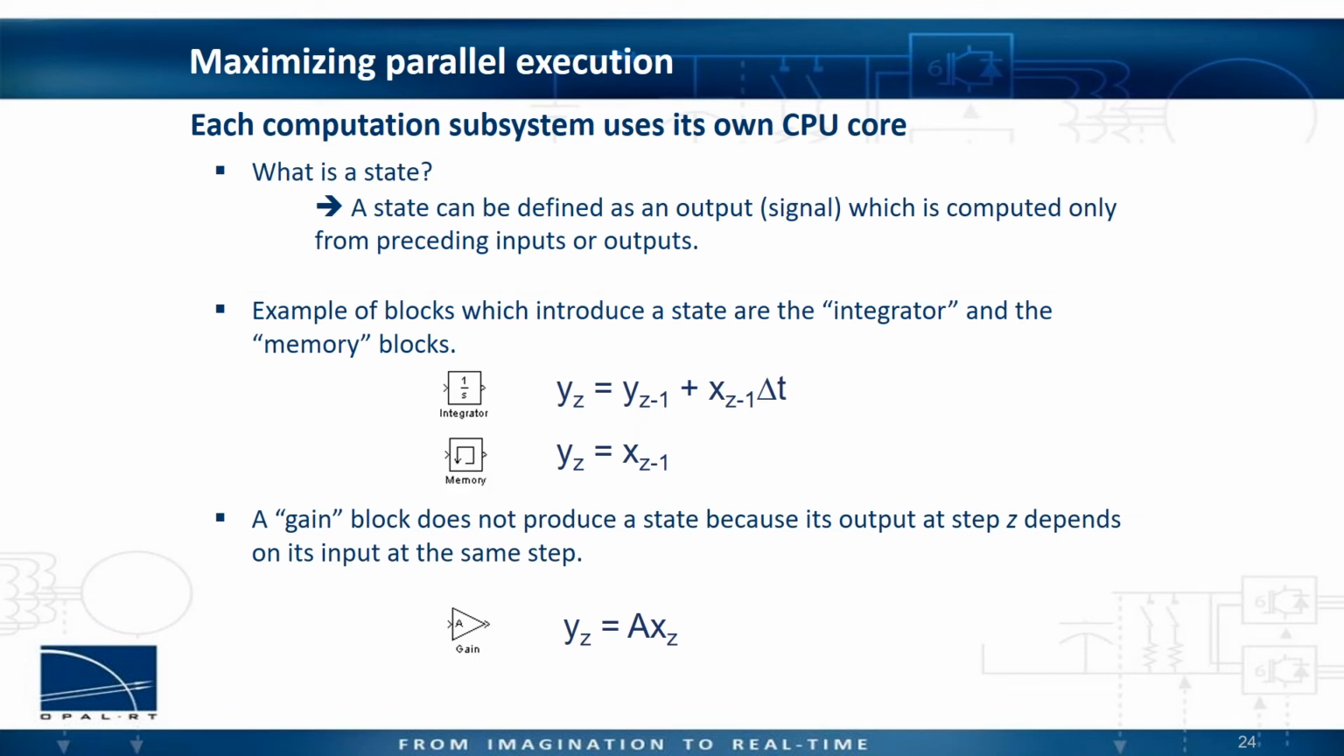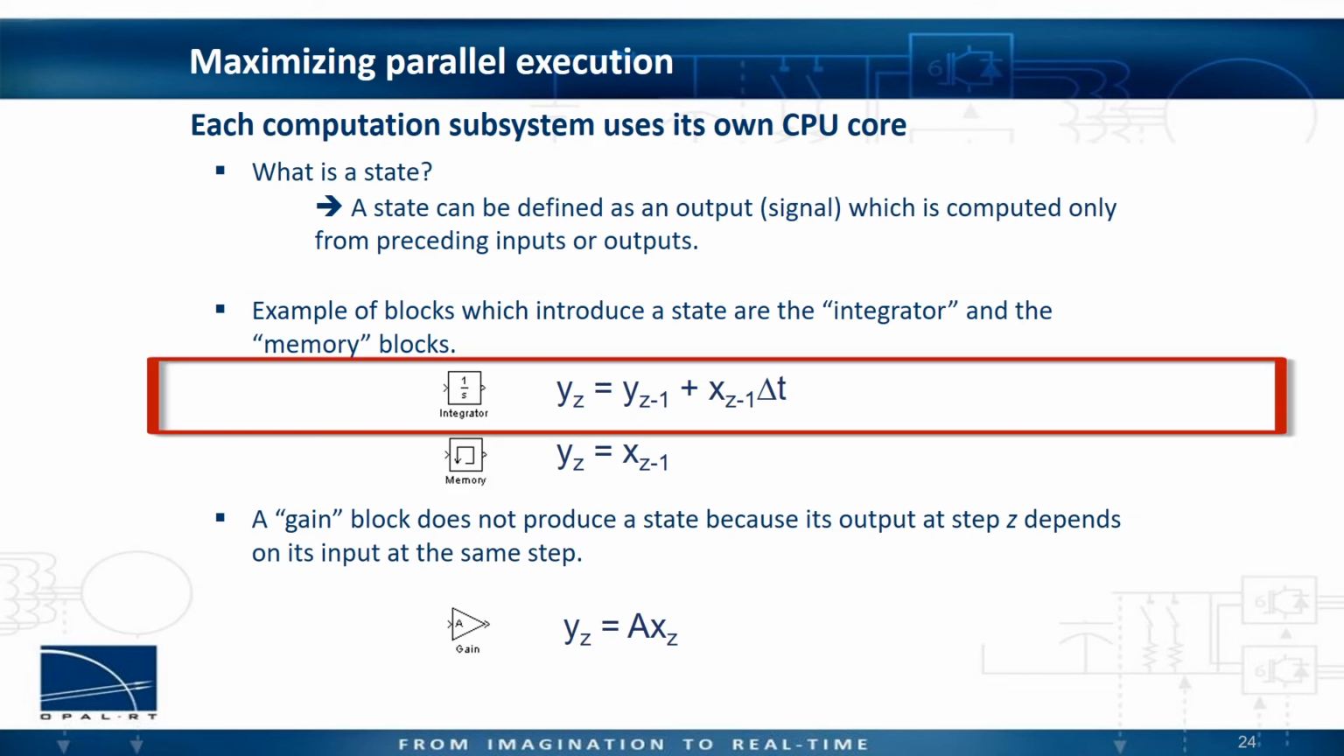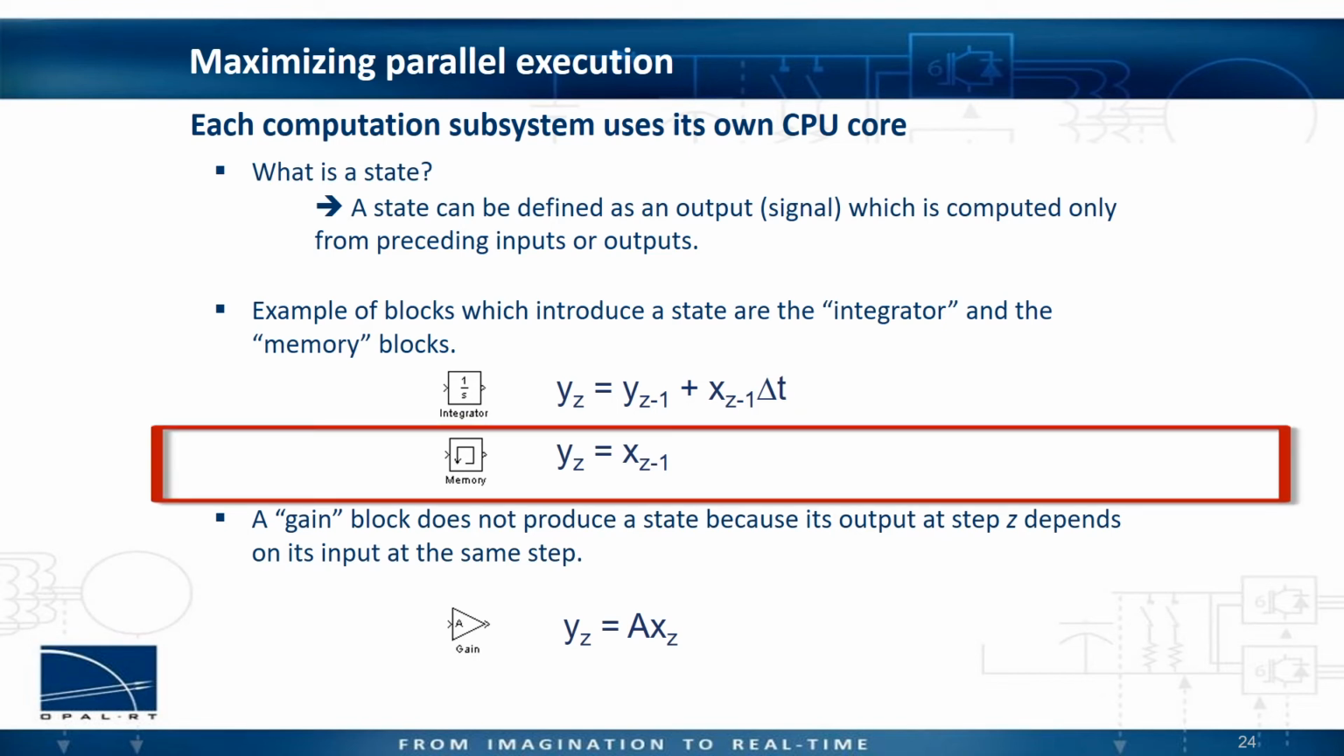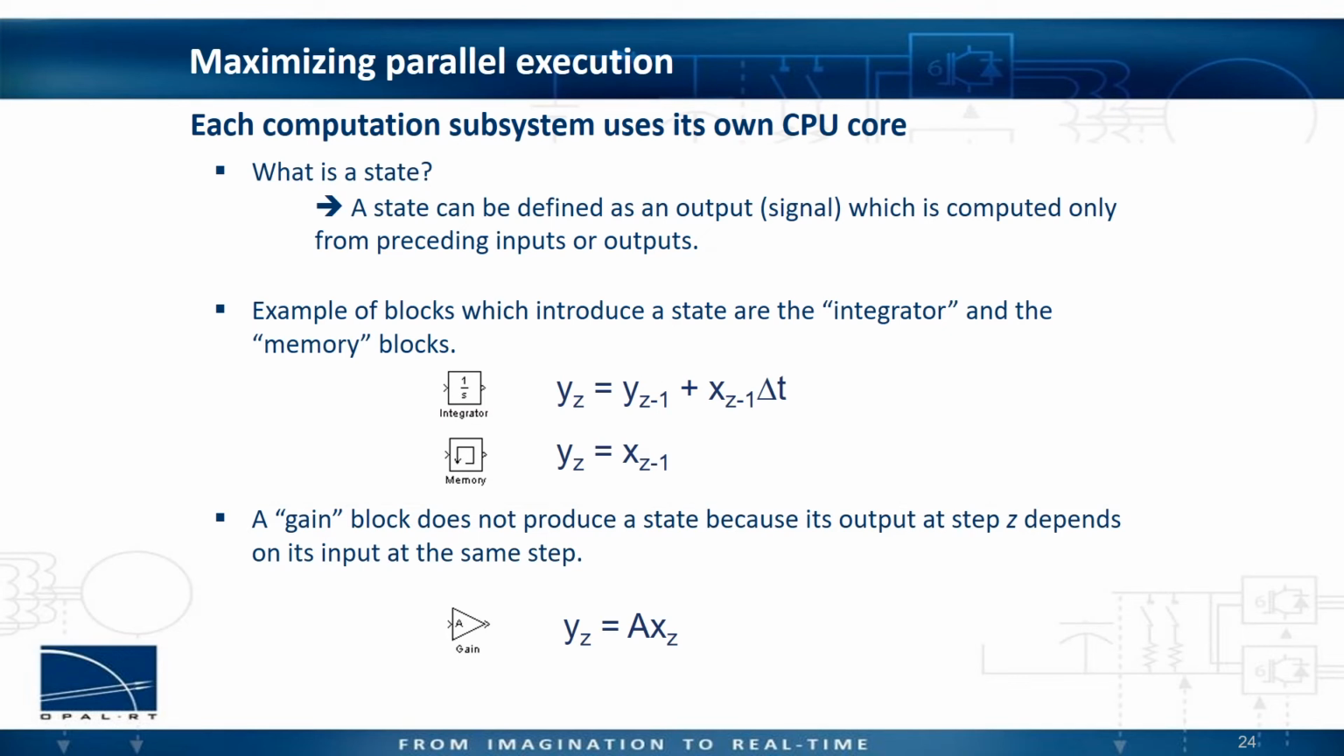or integrator blocks. So if you see the example of the integrator block, it's written over there, y(k), that is the present output of the signal, equals y(k-1) plus x(k-1) times delta T. So y(k-1) is the previous output and x(k-1) is the previous input. So y(k) basically depends upon the previous output and the previous input of the signal. Similarly, the memory block depends upon the previous input only. Okay, so these blocks will help us achieve parallel execution because they will not wait for the present input or present output. They depend upon the previous values of the input and output.